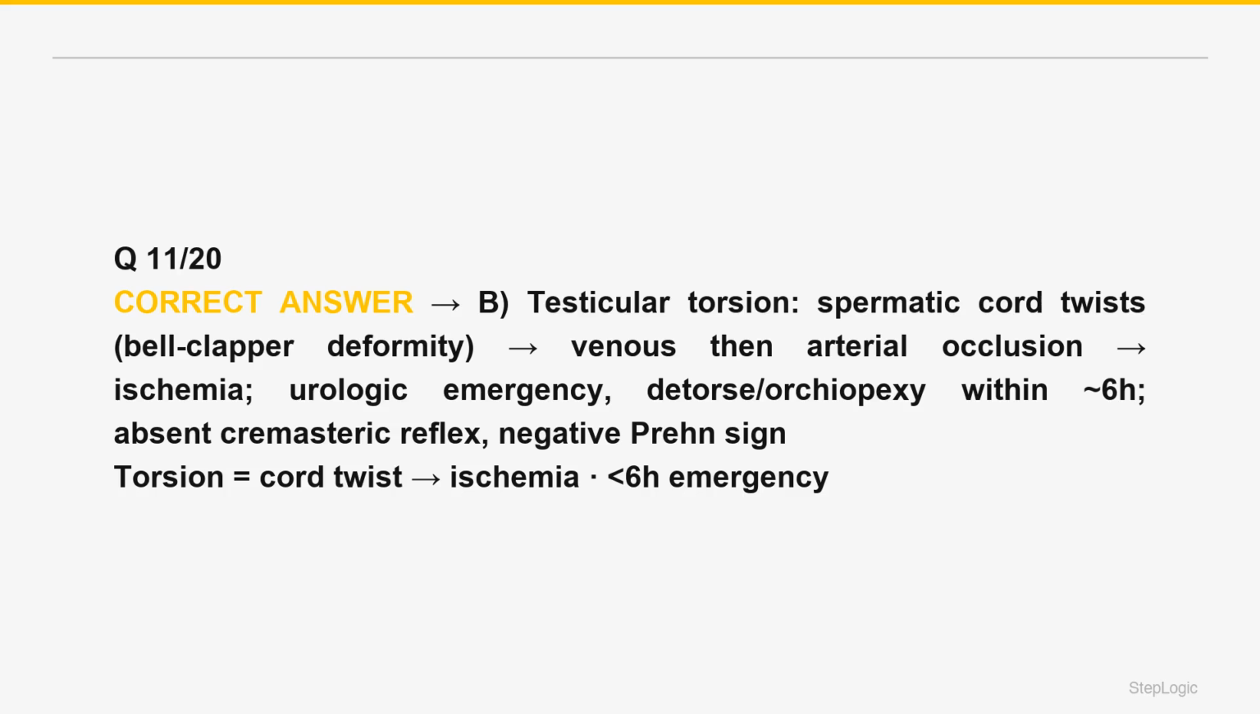The testes must be detorsed and fixed, orchiopexy, with fixation of both sides within roughly 6 hours to remain viable. Beyond that, infarction occurs. Don't delay for imaging if classic. The bell clapper cord twist causing ischemia with an absent cremasteric reflex is testicular torsion.